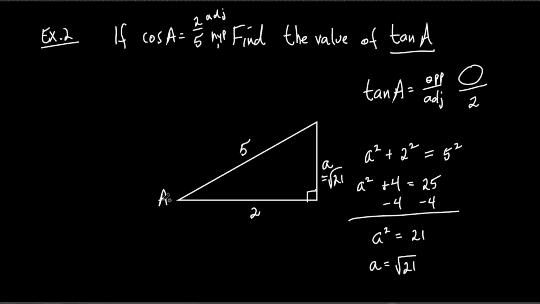So what's the tangent of A? It's the opposite over the adjacent. Remember we had that missing spot right here? So now what are we going to put up here? Square root of 21. What is the tangent of A? It's the square root of 21 over 2. That's how we write the answer. What do you think? That's not too bad, is it?